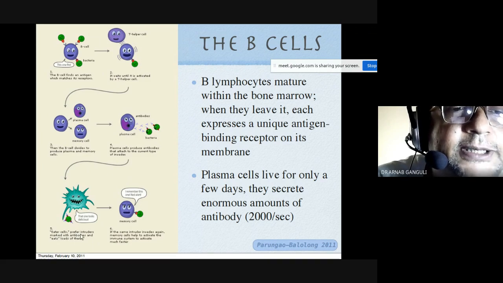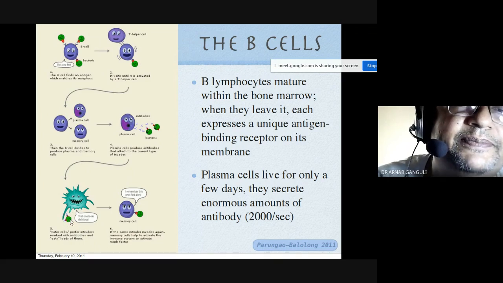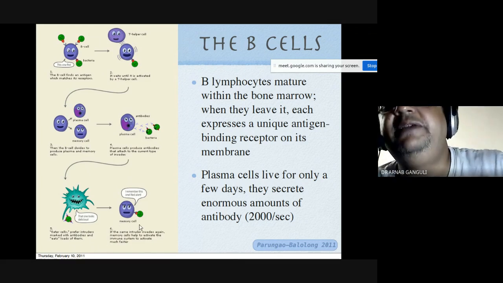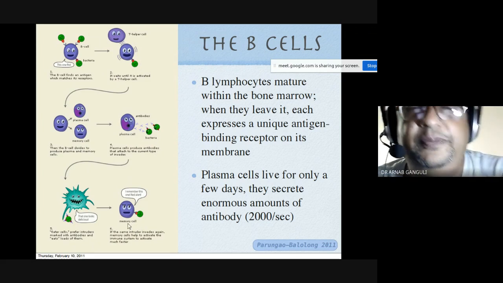The eater cells preferably eat intruders marked with antibodies, and eat loads of them. And if the intruder comes again, you have the memory cells, which will immediately release more.